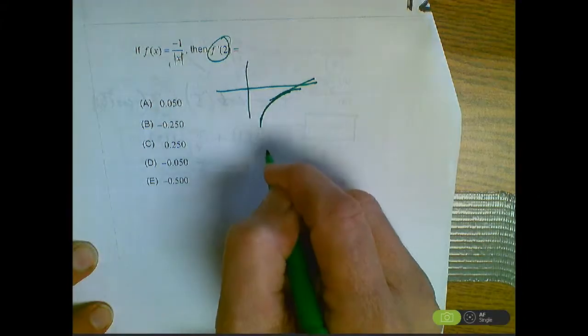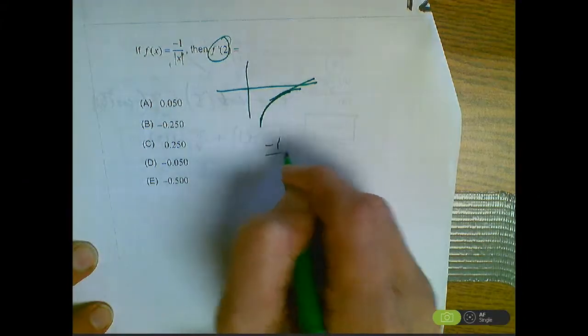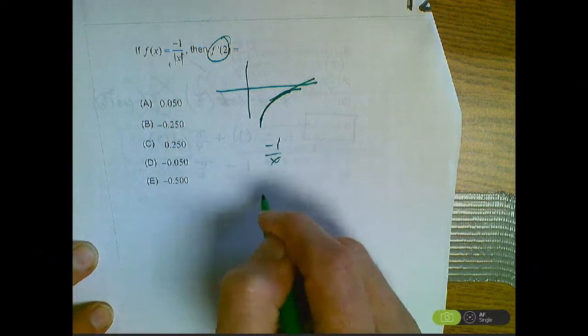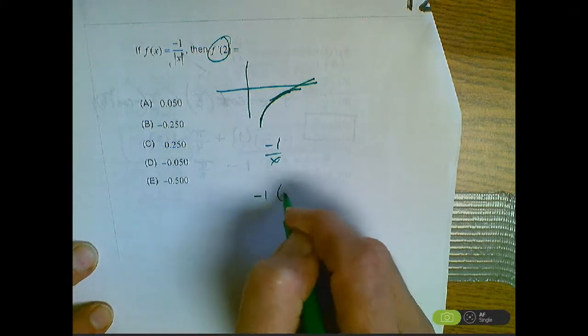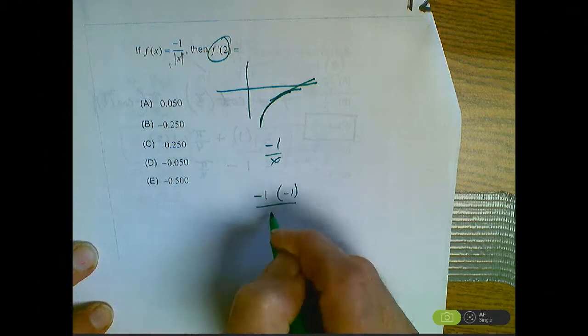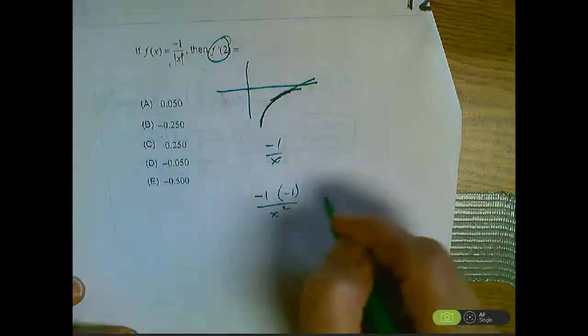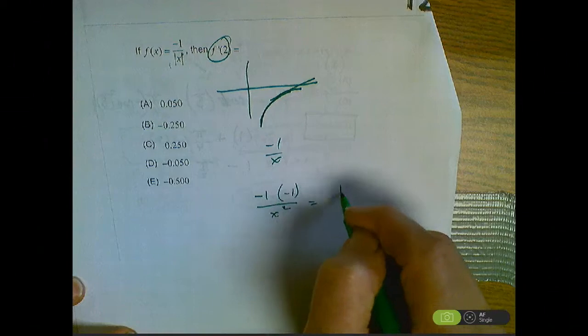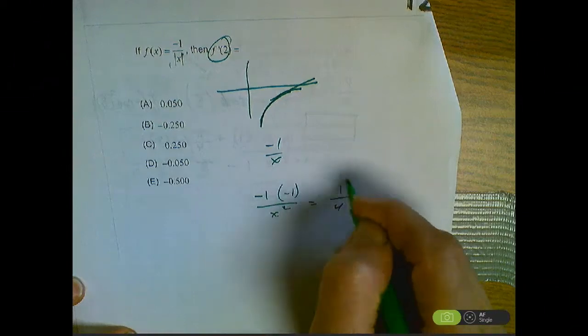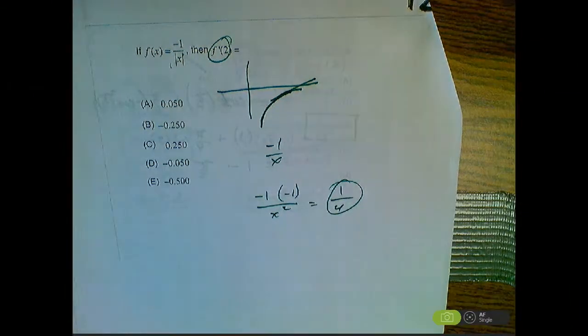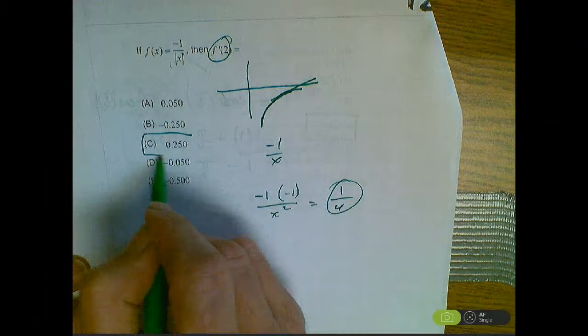All I have to do is work the function, take the derivative of negative 1 over x. So if I take the derivative of that, that is going to be negative 1 times negative 1 over x squared. That's the derivative. So I plug in 2 there. It's going to be 1 over 4. I'm looking for an answer that's 1 over 4. Letter C as in cat. Okay, problem number 13.